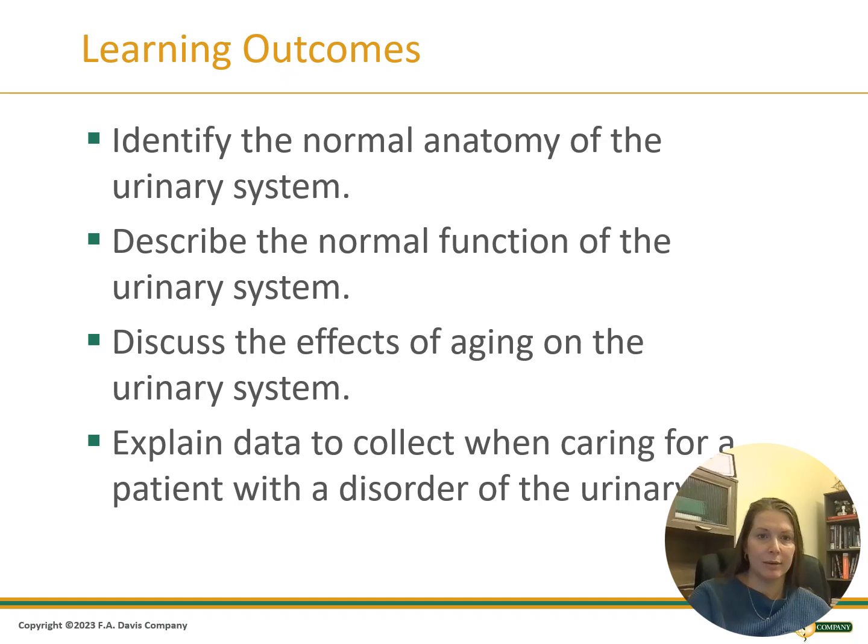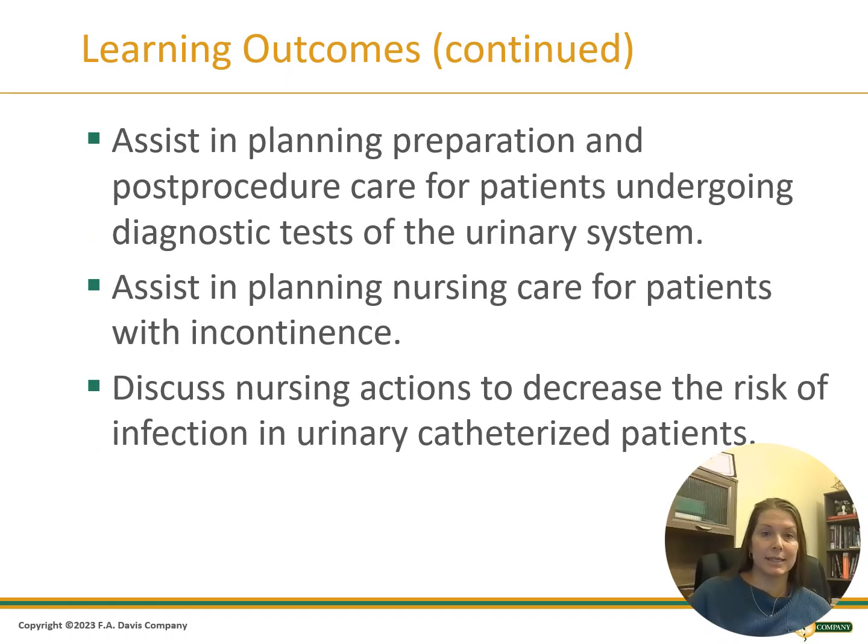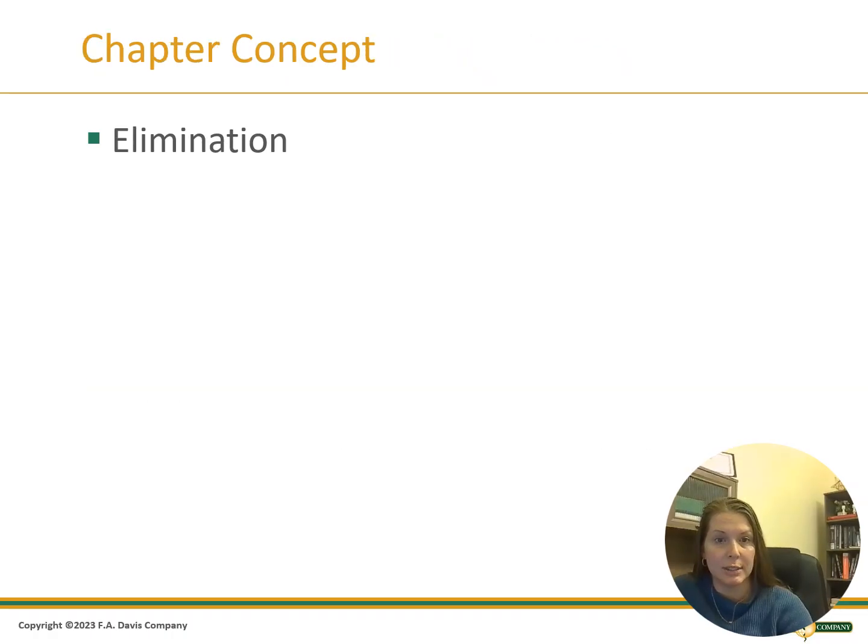We have our learning outcomes: identify the normal anatomy of the urinary system, describe the normal function of the urinary system, discuss the effects of aging on the urinary system, and explain data to collect when caring for a patient with a urinary disorder. Also, assist in planning, preparation, and post-procedure care for patients undergoing diagnostic tests of the urinary system, assist in planning nursing care for patients with incontinence, and discuss nursing actions to decrease the risk of infection in our catheterized patients. So we're going to discuss elimination in this chapter.